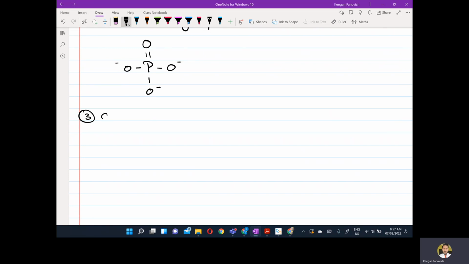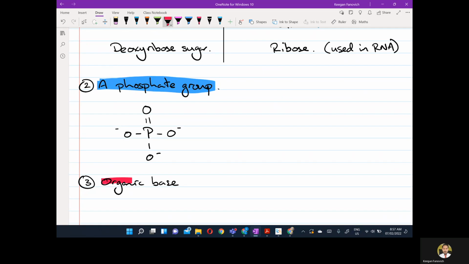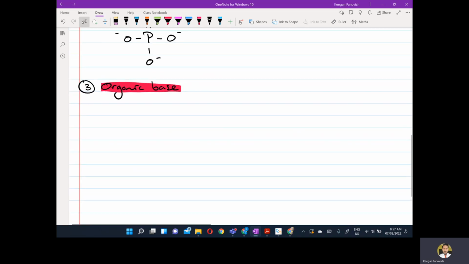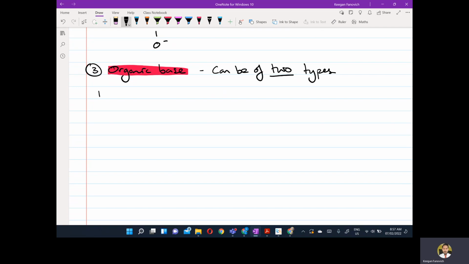And then the last thing that we have is called an organic base. Now, you could have two types of organic bases. So you have purines, which are a double-ringed structure. They're known as a large organic base.